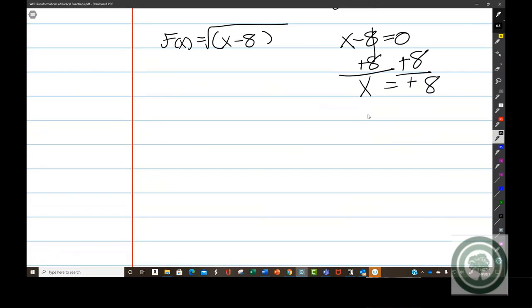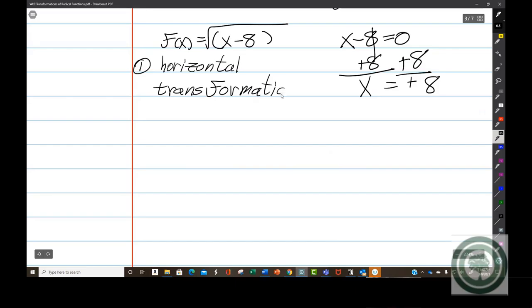So yes. The transformation is a horizontal transformation to the right. To the right, 8 units. Beware of anything going on in the argument of a function. You have to slow down. You have to remember it. Maybe even write notes on your paper. Because it's all opposite.